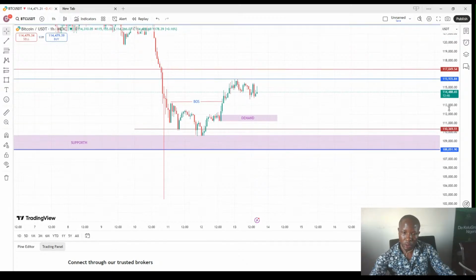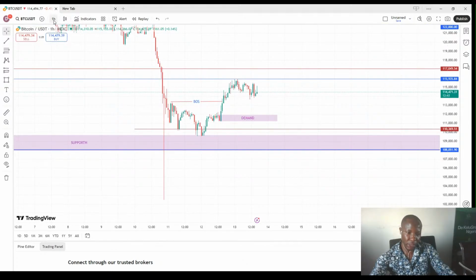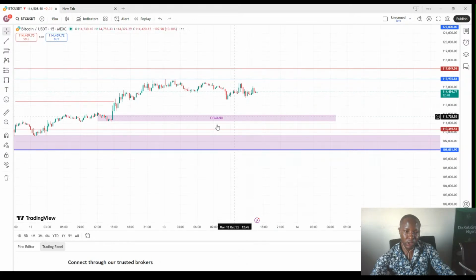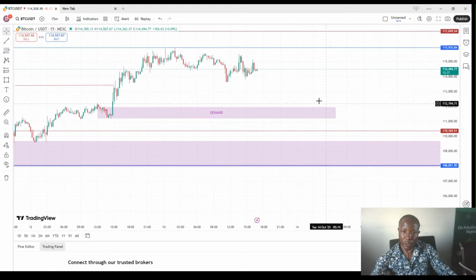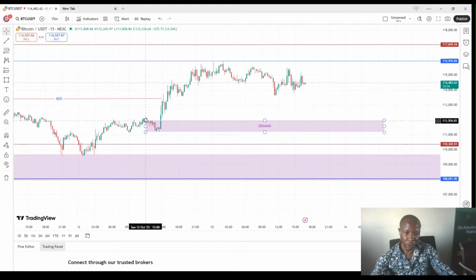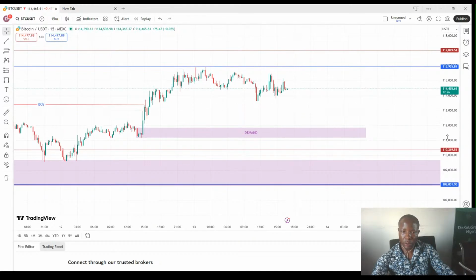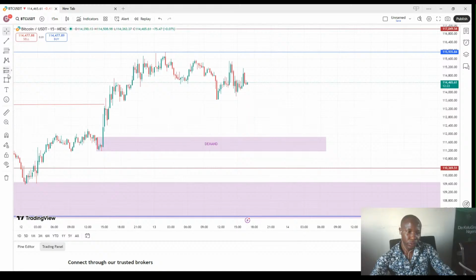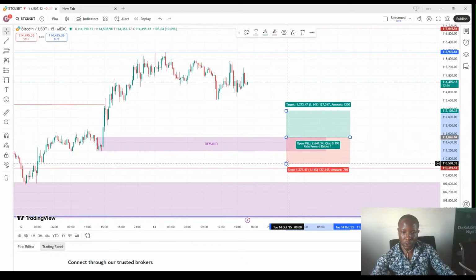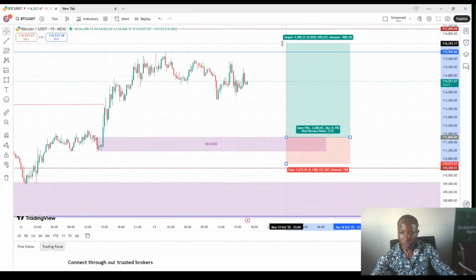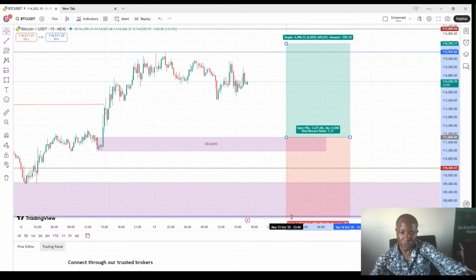So we can still switch back, because I take my entries from the 15 minutes. We can refine the entry on the 15 minutes. So this is the 15 minutes demand level, and we can place our entry here. So this is what we are looking at. You can actually set this pending order as well, but you know that the stop loss is going to be big.